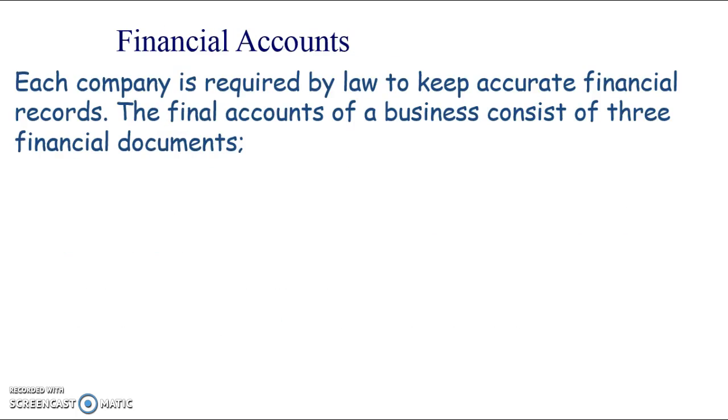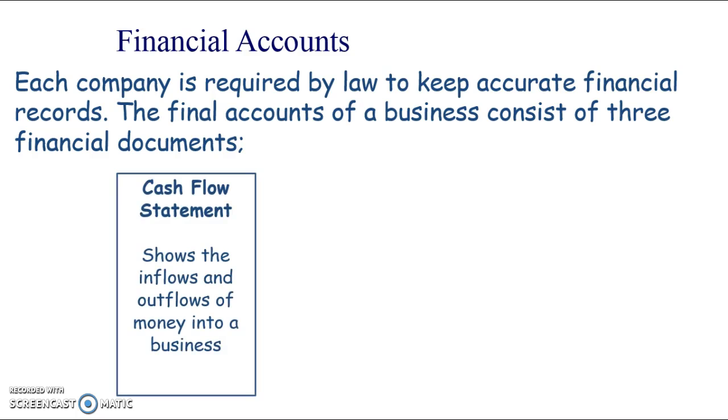So let's just jump into this. Just a bit of background for you. Each company is required by law to keep accurate financial records, and there are three main records that they need to keep. Cash flow statements. Luckily for you, this is in Unit 1, so you don't need to know this necessarily for Unit 2. The information is useful to have in the back of your mind, but you won't be asked questions on cash flow in this exam.